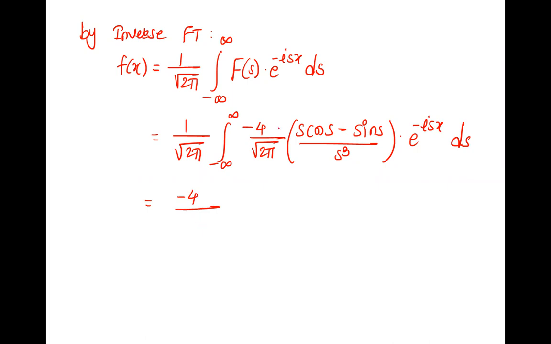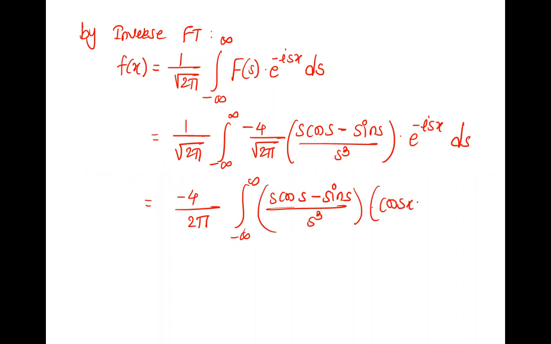2 pi. √2 pi is a square. Root and square get cancelled. It is just 2 pi, which comes out of the integration. Then (s cos s minus sin s) upon s cube into (cos sx minus i sin sx) ds.